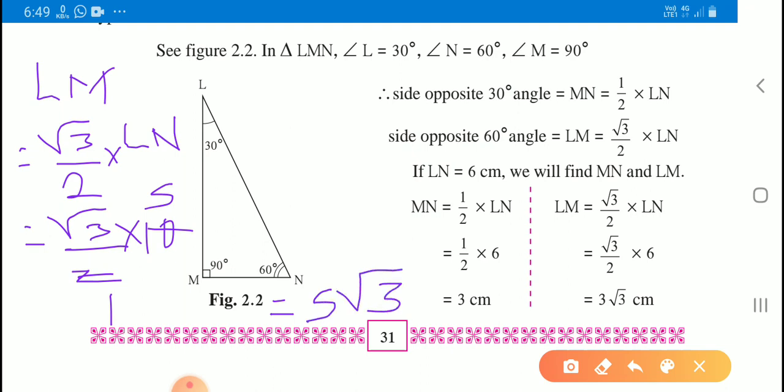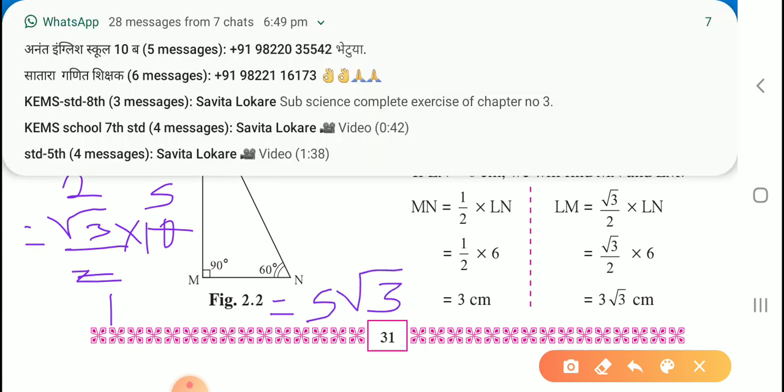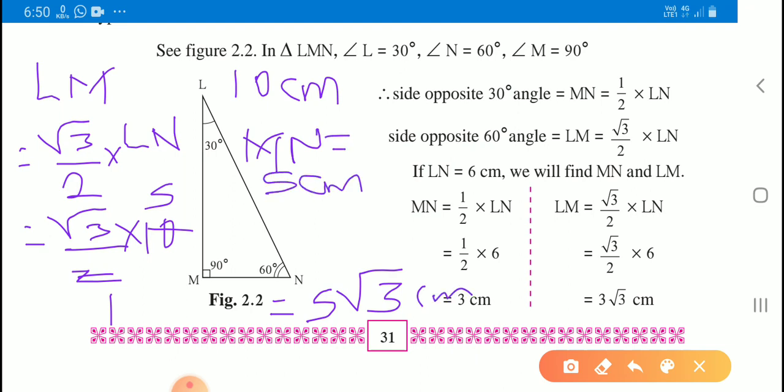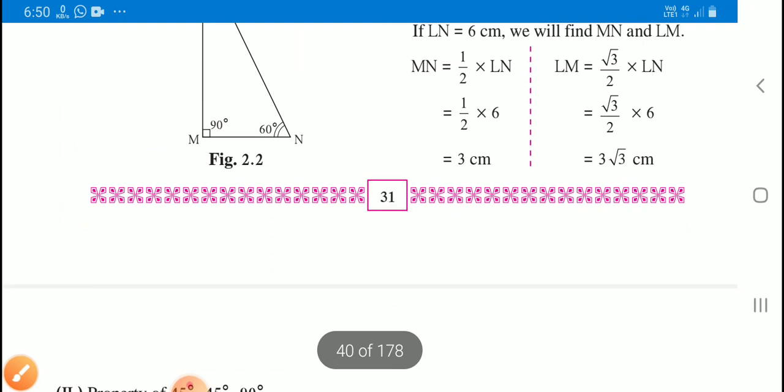If they give the value of root 3, then you have to multiply by that value. If they do not give it, then don't write it. And you need to write the unit here. Suppose they given the hypotenuse as 10 centimeters, so MN's value will come as 5 cm and this one 5 root 3 cm. You should write the proper units, whatever is given in your example.